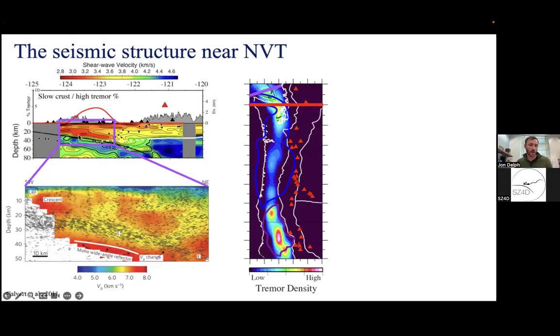So this is our low velocity zone that we see in our images. And they interpreted this as underthrusting sediments below the margin. Now, of course, given the pressure-temperature conditions we're at, these are going to be metamorphosed.